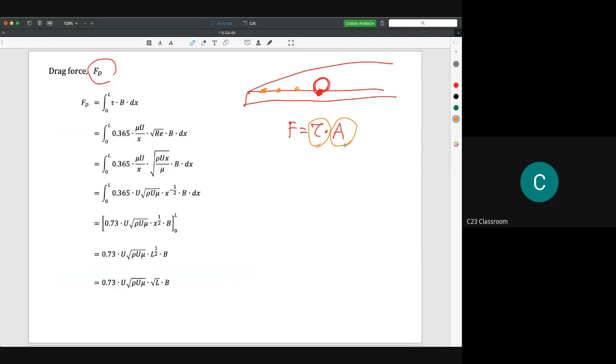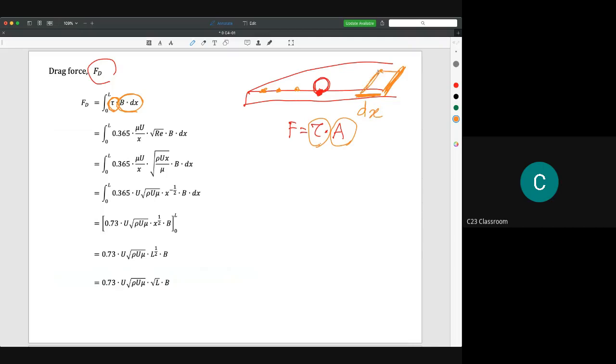So we just assume that we have a value of shear stress for one small area, and then we multiply it by the area. So the area is B times dx. I think I already explained B times dx. B is the width here, and dx is the small area of this flat plate. So this is the dx here.